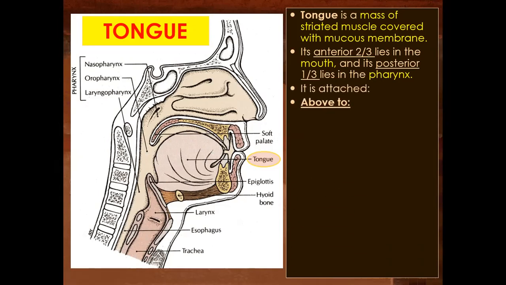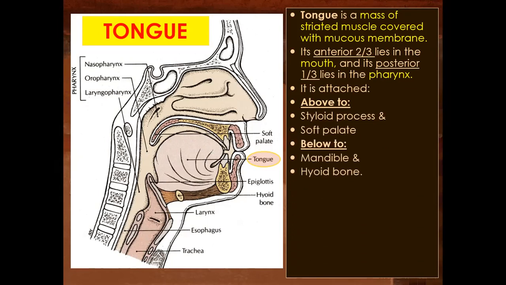It is attached above to the styloid process and soft palate, and below to the mandible as well as the hyoid bone. Above, it is attached to the styloid process on either side as well as the soft palate. Below, it is attached to the mandible and the hyoid bone. Deep inside here is the hyoid bone, which gives attachment to the tongue muscles.